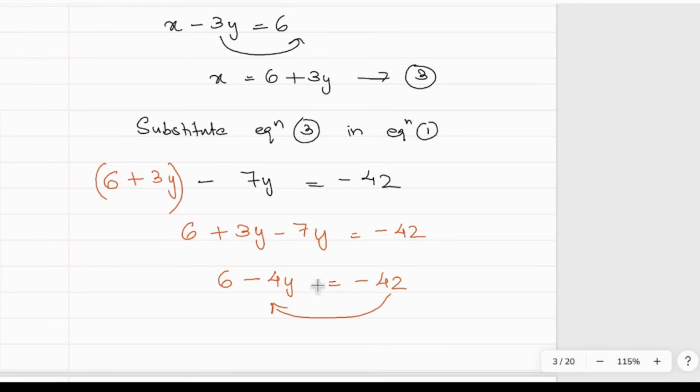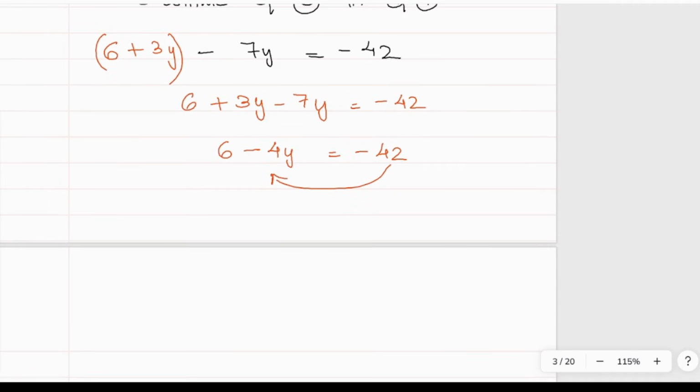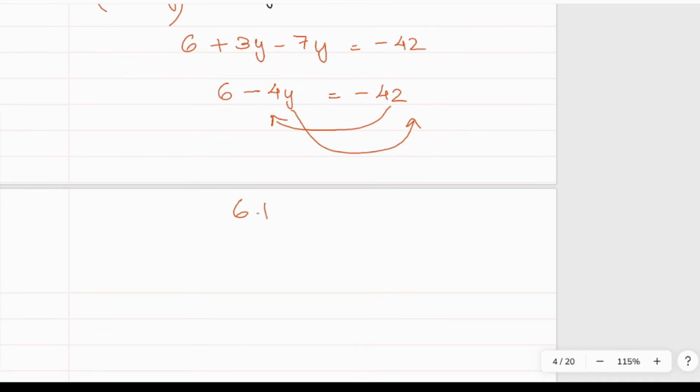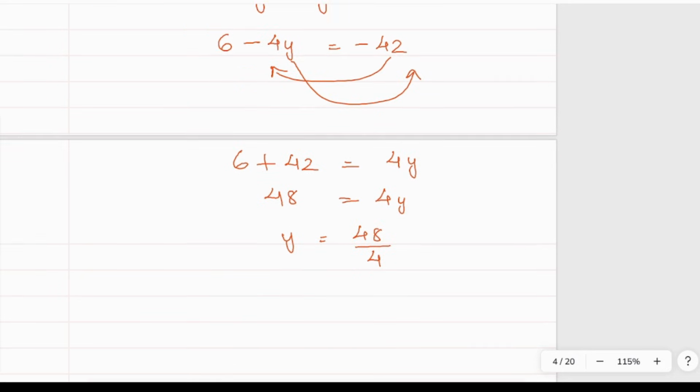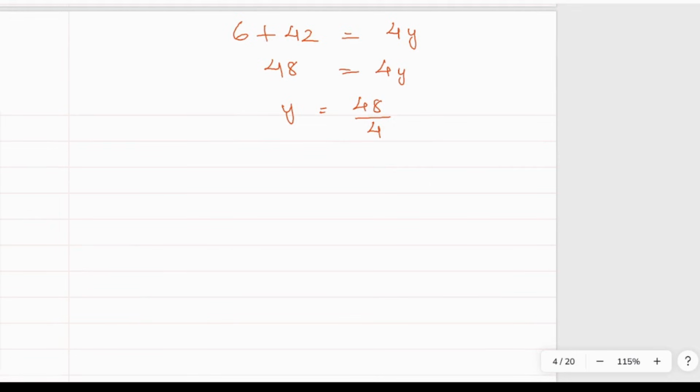What I did, I will move this to this side and I will move the minus 4y to opposite side. So I will get 6 plus 42 equal to plus 4y. Then what I will get? 48 equal to 4y. y equal to 48 divided by 4, which is equal to 12, right? So I got y is 12, right?